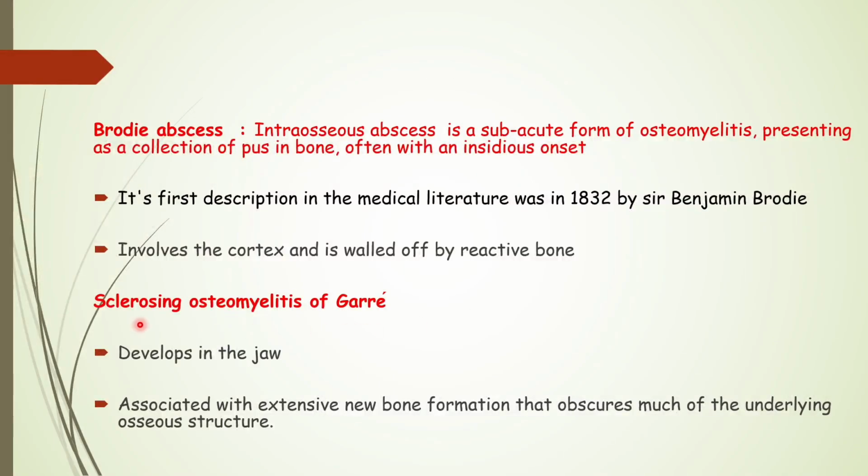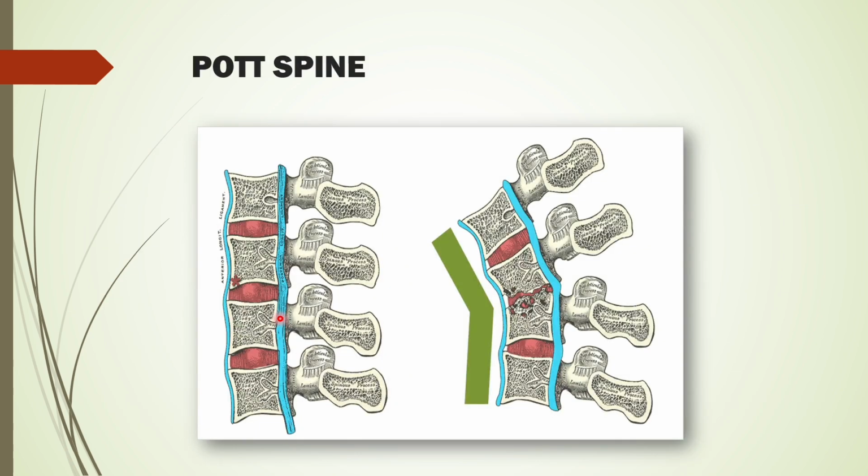All right. The second morphology is Garre's osteomyelitis that involves the jaw particularly, and it is associated with extensive new bone formation that obscures much of the underlying osseous structure. So tremendous new bone formation is associated with Garre's osteomyelitis, and that's why it is given the name sclerosing osteomyelitis, because there is extensive new bone formation.